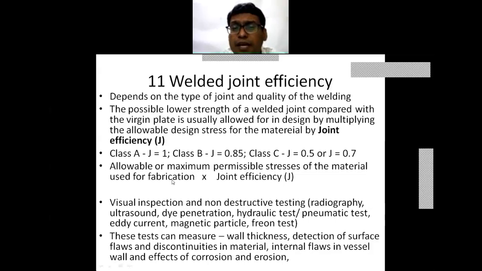Similarly, for class B, J is equal to 0.85. For class C, J is equal to 0.7 or 0.5. Now, what is to be done for the joint efficiency? The allowable or maximum permissible stress of the material multiplied by the joint efficiency gives the maximum strength. What is the allowable permissible stress of that material for that temperature range, multiplied by the joint efficiency? The stress is reduced by the joint efficiency, so that is the maximum permissible stress of that material.